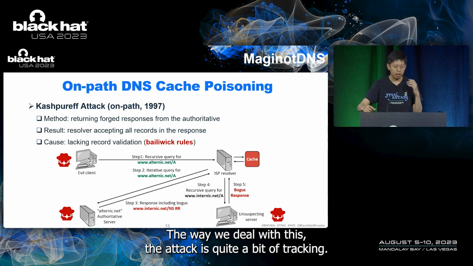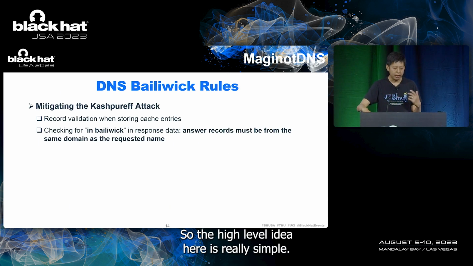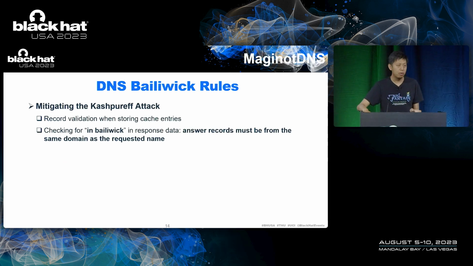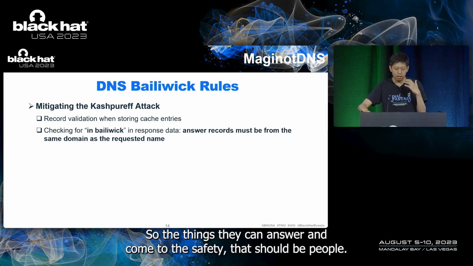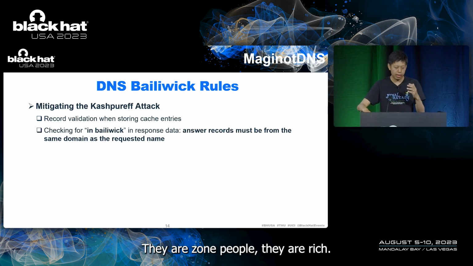The way we deal with this old attack is called bailiwick checking. The high-level idea here is really simple. We don't let the attacker, or those authoritative servers, answer anything. The things they can answer, and that can be accepted, should be below their zone, below their range.